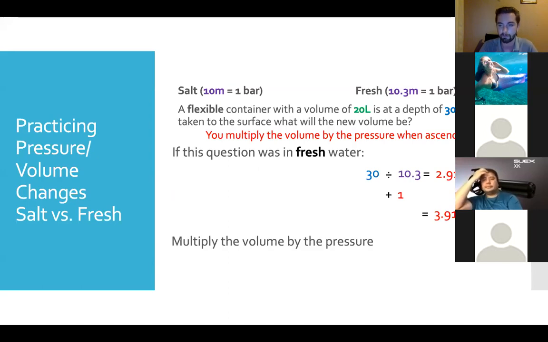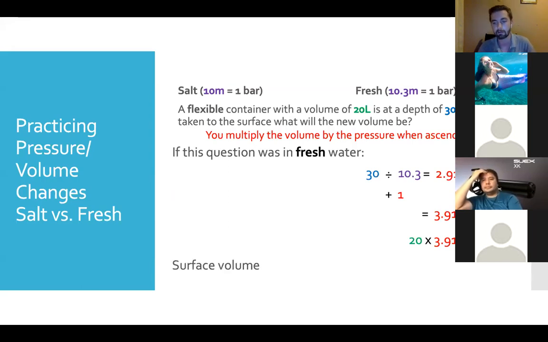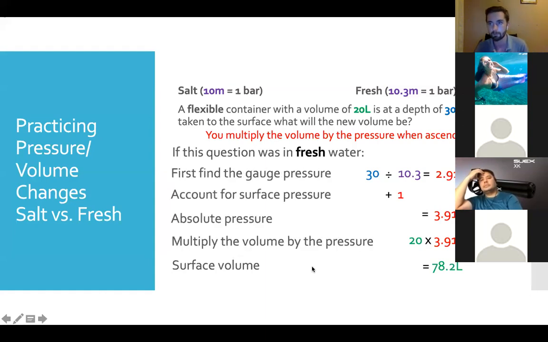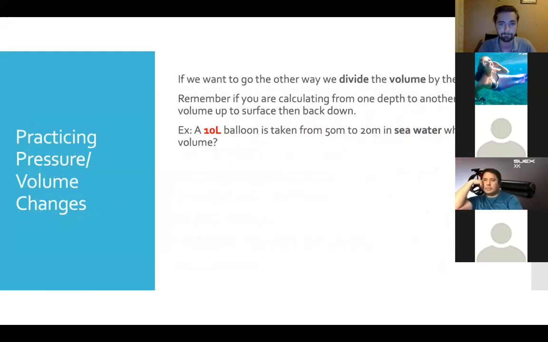Multiply the volume by the pressure as in the last question. Okay, 20 times 3.91 gives us a surface volume of 78.2. So it's not a massive difference, okay? The answer we got before was 80. So we've now got 1.8 liters less. But the more in-depth into diving you get, the more important these things become with calculations for more advanced diving. Really important to know that there is a difference in the pressure there that can have bigger effects.